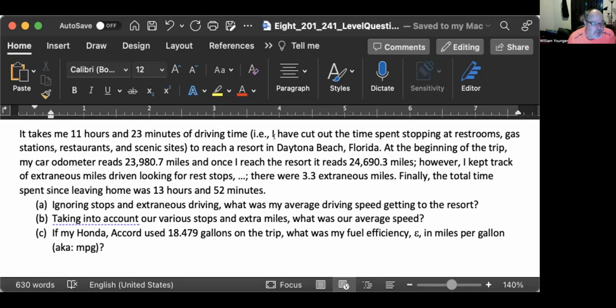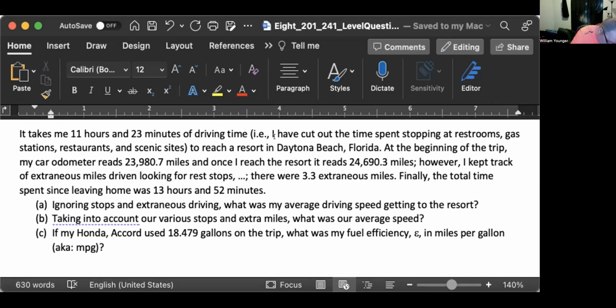Now, actual road time is the last thing I'm going to write down. Again, I'll show you all this that I'm writing right now. I just have to record it while it's in front of me. The actual road time was 13 hours and 52 minutes, which is 13 and 52 sixtieths.